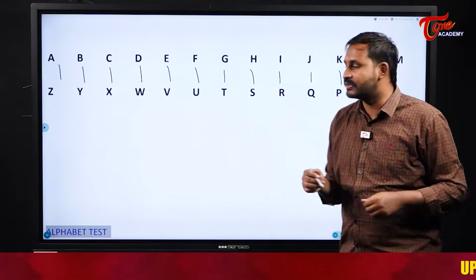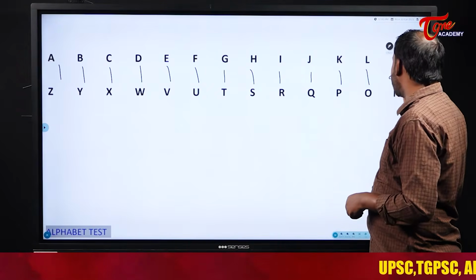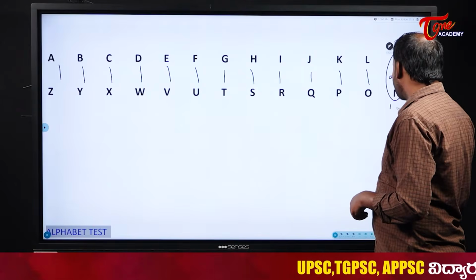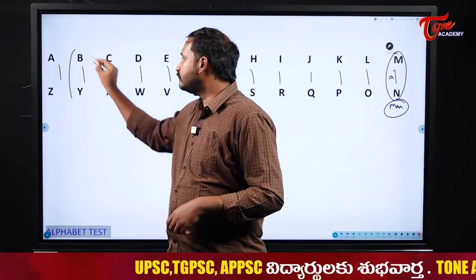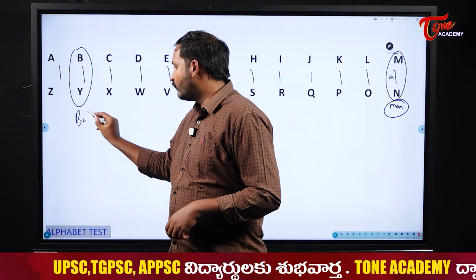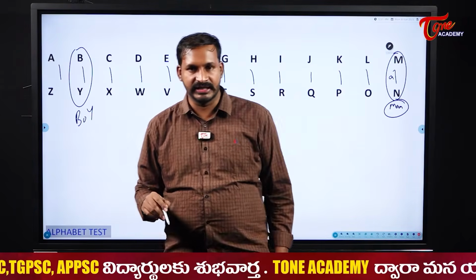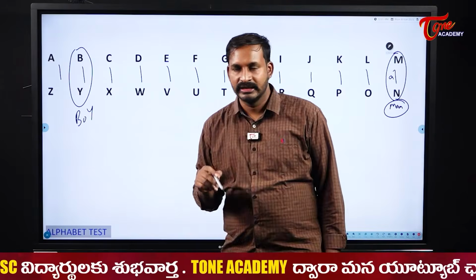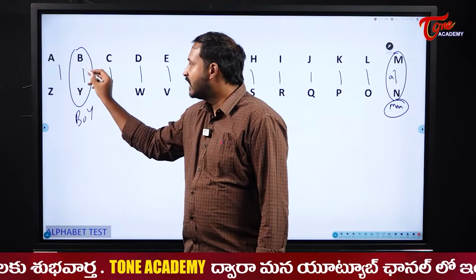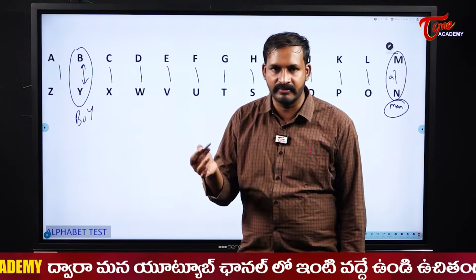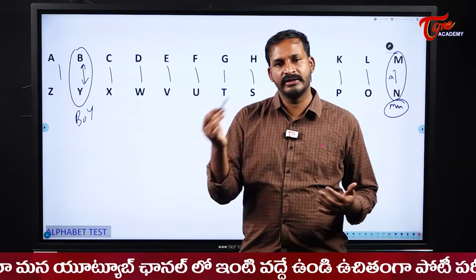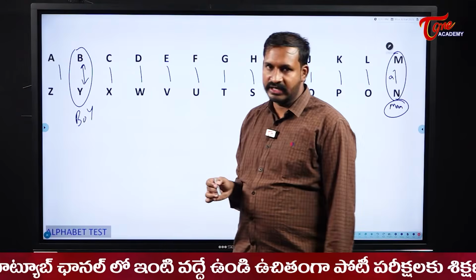Now, please observe this one, students. M and N, we have a man here, and we will have a boy. B, O, Y. B and Y are opposite to each other. M and N are opposite to each other. Anyway, A and Z are first and last, so you will remember it. A is the opposite pair of Z, and Z is the opposite pair of A. That is also fine.